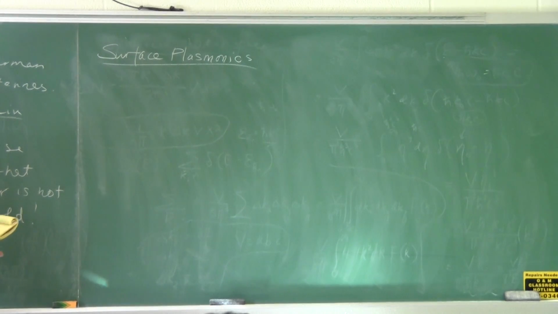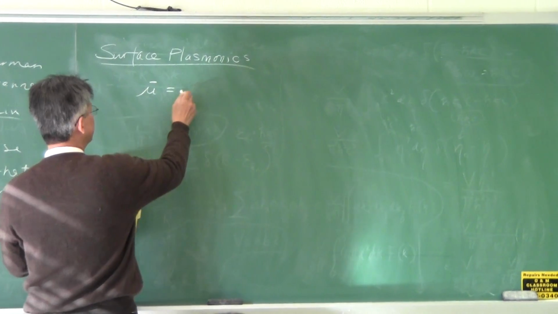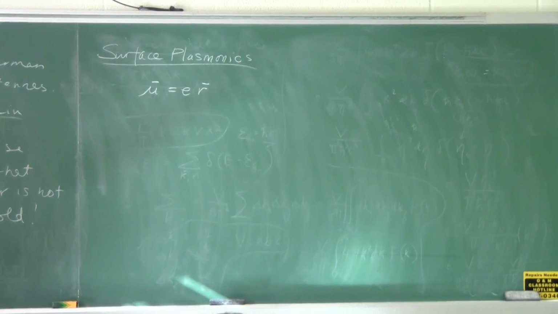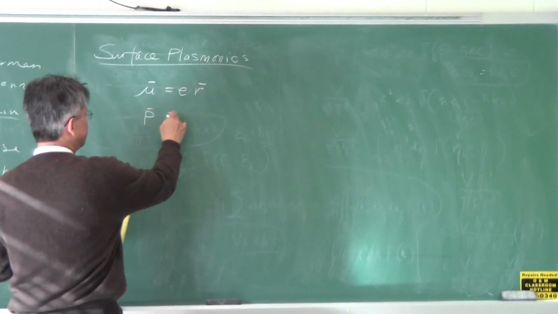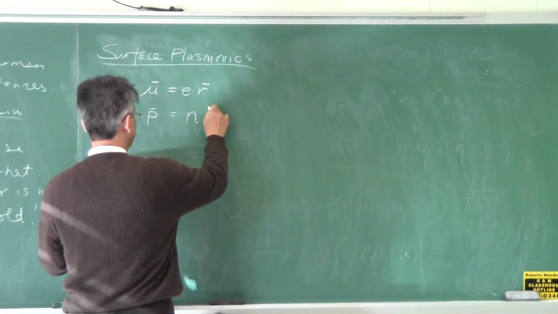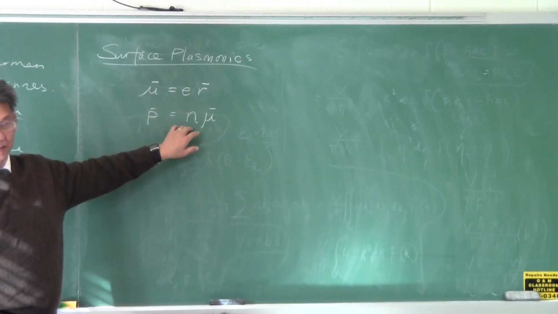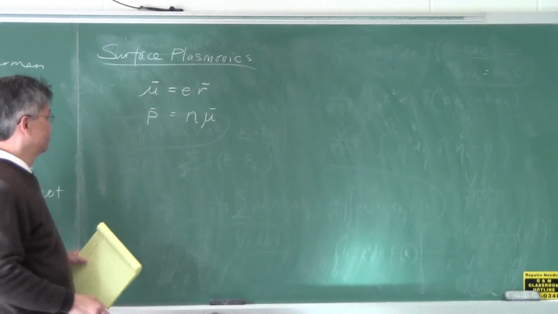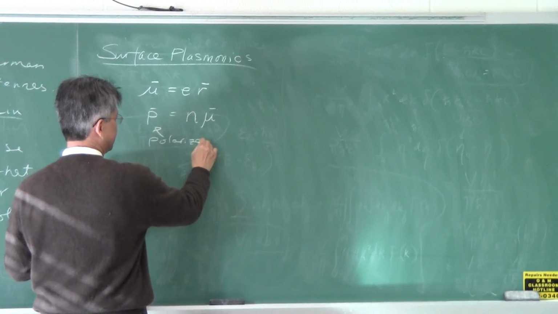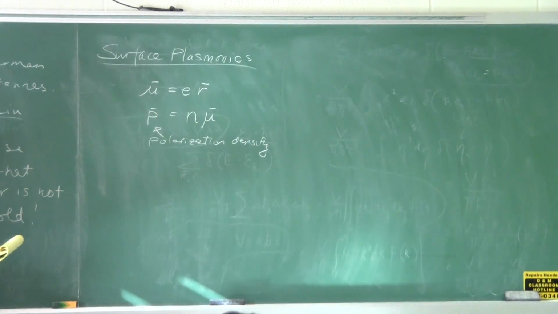And I'm going to follow Nowotny's notation that he uses in his textbook, that a dipole moment is defined to be mu, which is the charge of the electron times the displacement of the electron from its neutral position. And then the polarization density is the number of particles times mu. Okay, this is the polarization density. It's the particle density or charge density times the dipole moment per particle. And P is called the polarization density. It's usually the number of dipoles per unit volume.